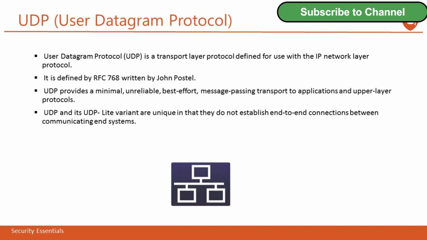Next is User Datagram Protocol, or UDP. User Datagram Protocol is a transport layer protocol defined for use with the IP network layer protocol. It is defined by RFC 768, written by John Postel. UDP provides a minimal, unreliable, best effort message passing transport to application and upper layer protocol.